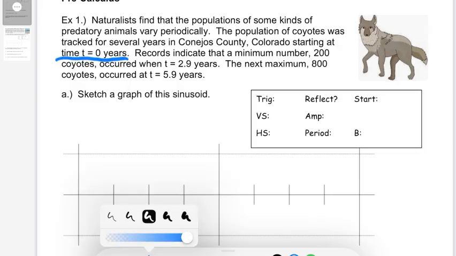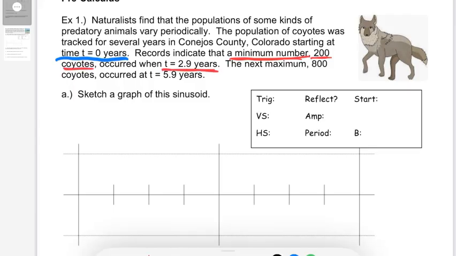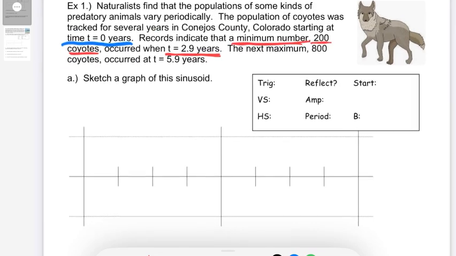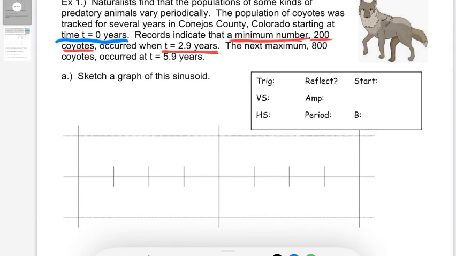0 years. Now, we don't actually have the population at time 0, but we do know that a minimum number, that's a critical point, 200 coyotes occurred when t was 2.9 years. So there's a really good critical point to start our cycle. It is a minimum, so it's going to start low.